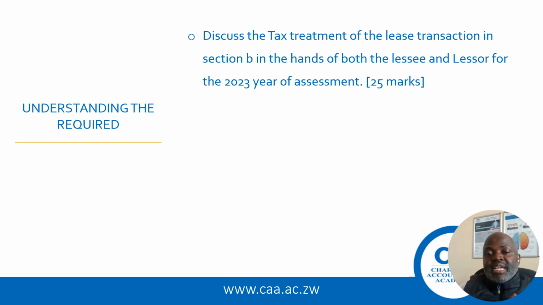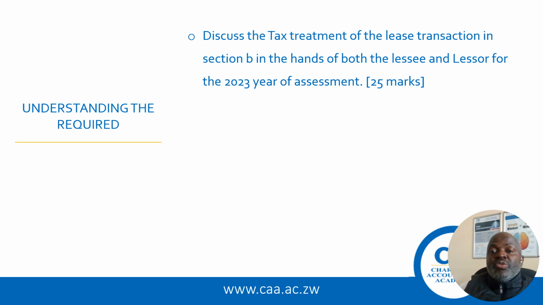So for every discussion point that I pick up, I can be easily grossing 4 or netting on 3 marks. So it's now just a matter of identifying the transaction and knowing how many principles I'm going to be discussing. Here it says tax treatment, which means I'm doing CGT, I'm doing VAT, and I'm doing income tax.